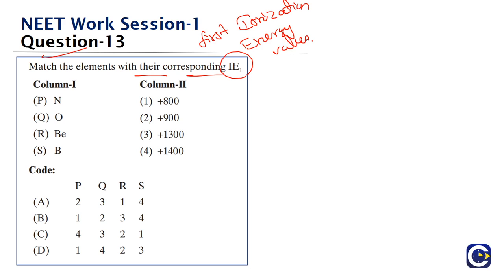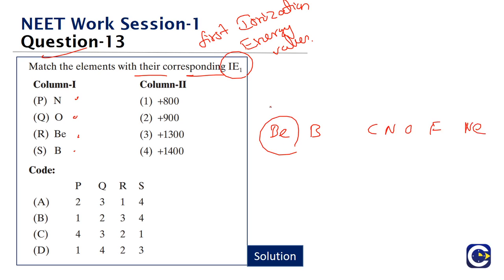They are giving us nitrogen, oxygen, beryllium, boron. We know for a fact that these are all elements that belong to the second period, correct? What is the second period? Beryllium, boron, carbon, nitrogen, oxygen, fluorine, neon. All these elements belong to the second period. So, what is the electronic arrangement of beryllium? It is 1s2, 2s2. Boron, 1s2, 2s2, 2p1.